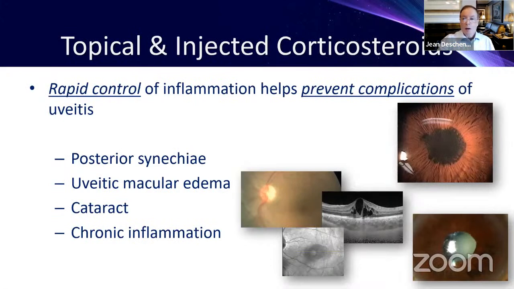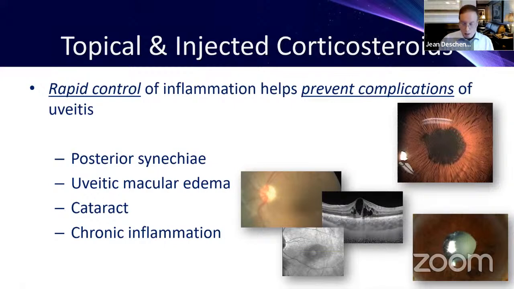So topical and injected corticosteroid are quite important in the treatment of uveitis. It's very important to have a rapid control of the intraocular inflammations to help prevent the complication of uveitis, like the posterior synechia, the uveitic macular edema, the cataract. Often, if you treat correctly the patient with uveitis, you will prevent the early onset of cataract. Of course, corticosteroids do cause posterior subcapsular cataract, but they can also prevent the early onset of cataract.